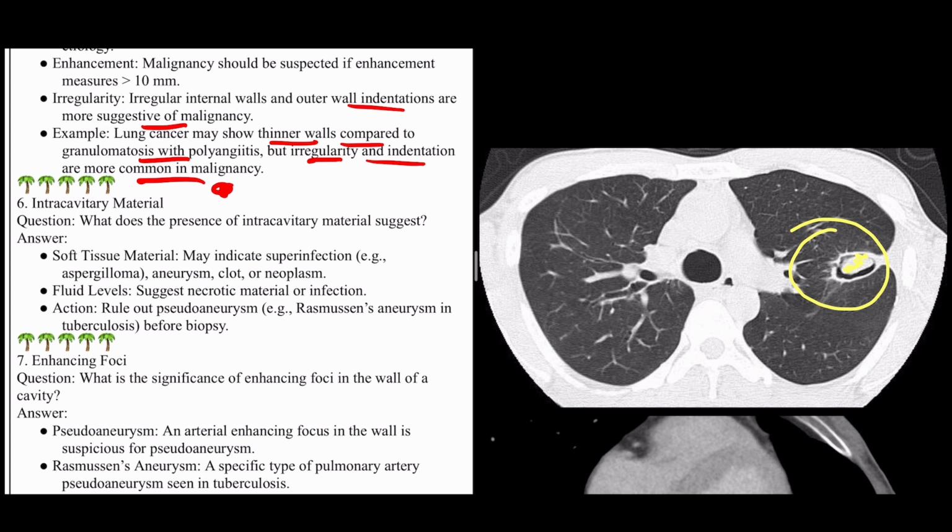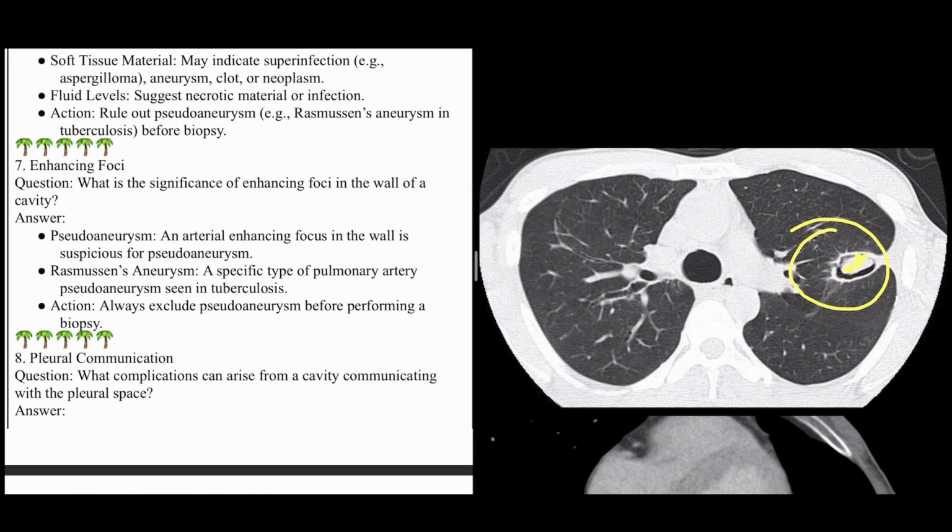Fluid levels suggest necrotic material or infection, but you always have to rule out pseudo-aneurysm. For example, Rasmussen's aneurysm in tuberculosis before biopsy. For this matter, you have to look for any enhancing focus in the wall of the cavity because of this Rasmussen's aneurysm, which is a specific type of pulmonary artery pseudoaneurysm seen in tuberculosis, and you have to exclude it before performing a biopsy because it could rupture.